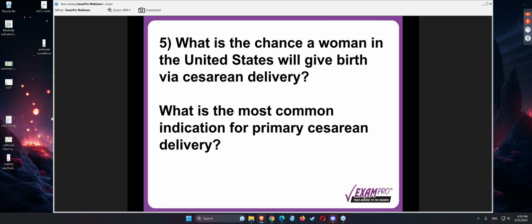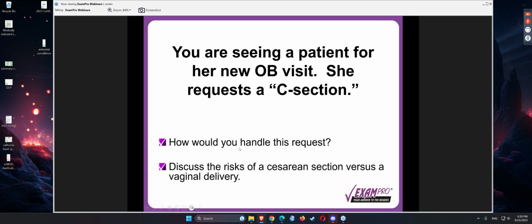And so let's go to the next slide. You're seeing a patient for her new OB visit. She requests a C-section. She says, I really want to have a C-section. How would you handle this? And if you will, describe to me how you would discuss the risk of a cesarean section versus a vaginal delivery with a patient.